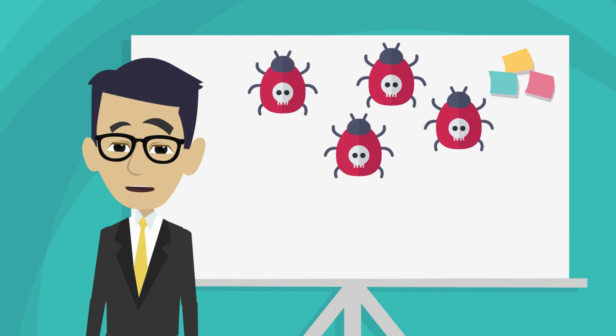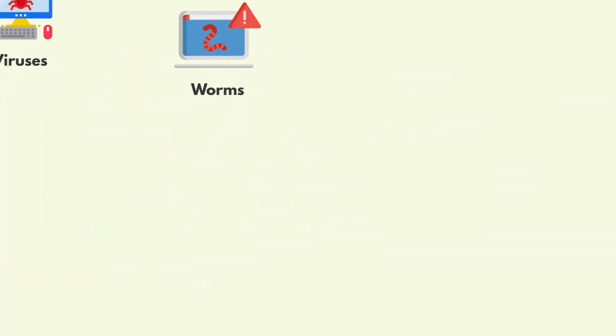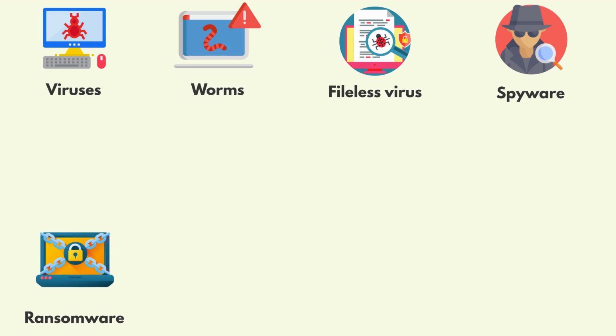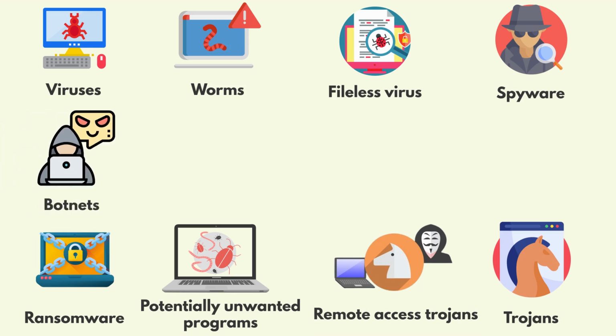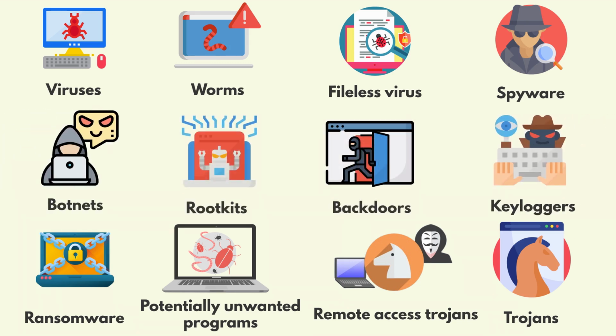There are a lot of different types of malware that exist, but this video will cover the following: worms, viruses, fileless virus, spyware, ransomware, Trojans, potentially unwanted programs, remote access Trojans, botnets, keyloggers, rootkits, and backdoors.